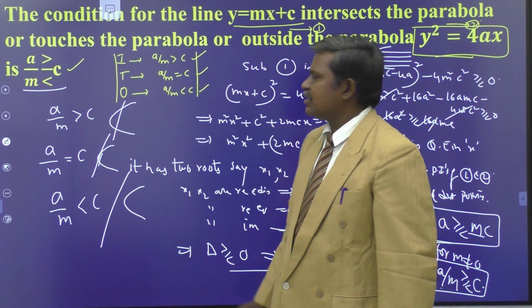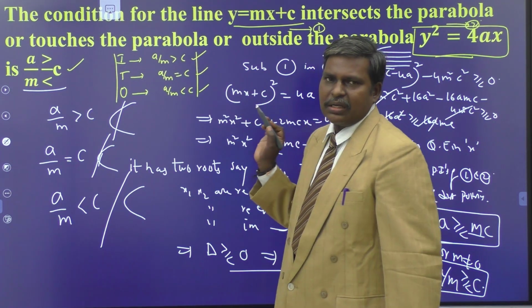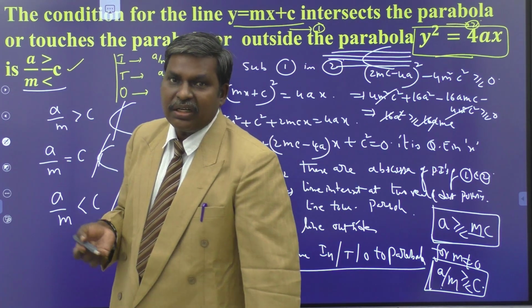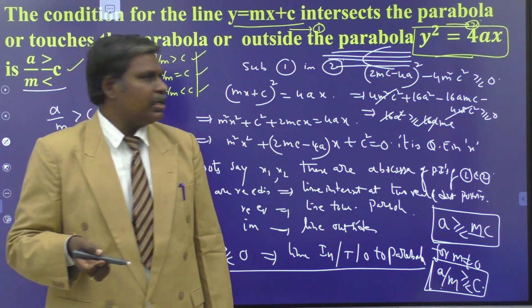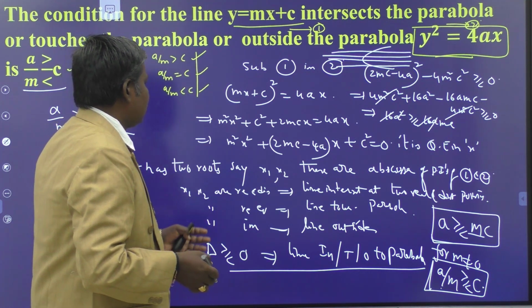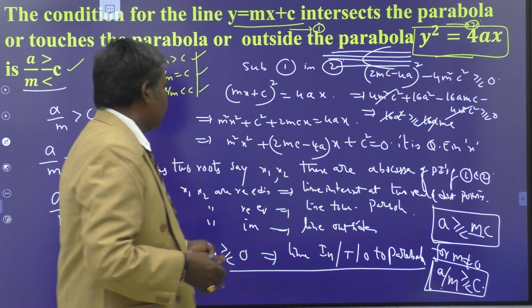These are the conditions, just by finding the discriminant. The discriminant gives what? The nature of the roots of the quadratic equation. So it is a very simple derivation for you, but you have to concentrate on the calculation itself. You can do this one.